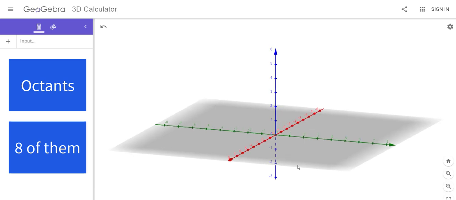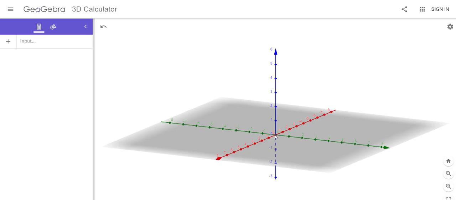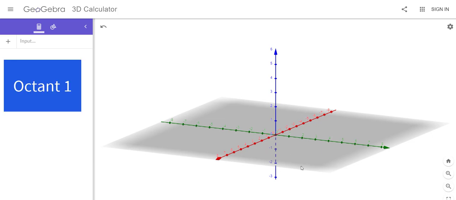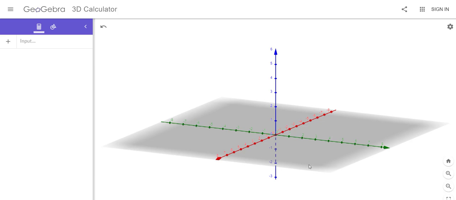The only octant we're going to worry about the numbering of is the first octant, which is where x, y, and z are all positive. So it basically is over here. We will not worry about the numbering system for the other octants in this course. You might in other courses. So x, y, z are all positive there. This is the only octant we will specifically identify.